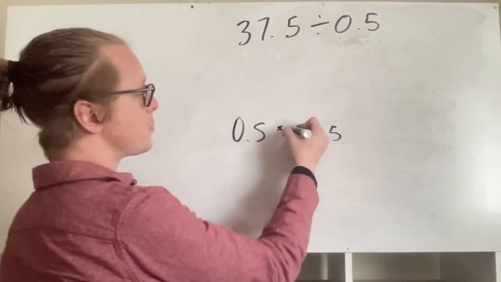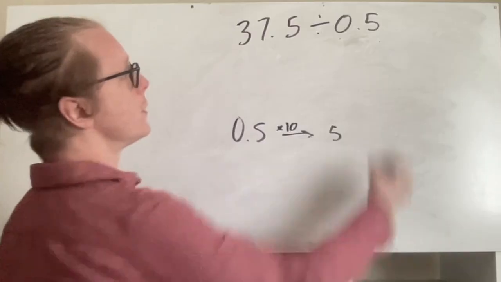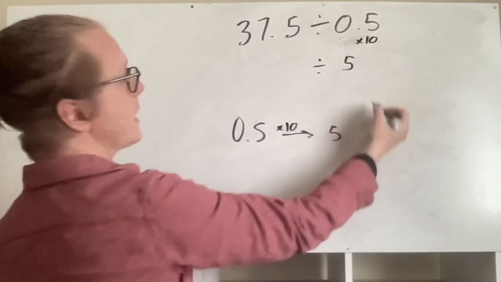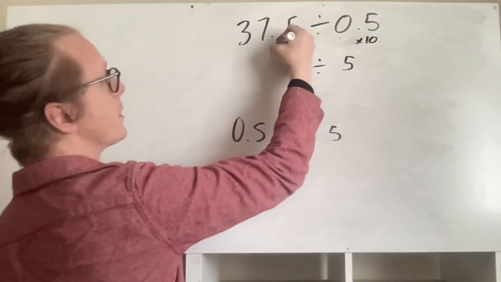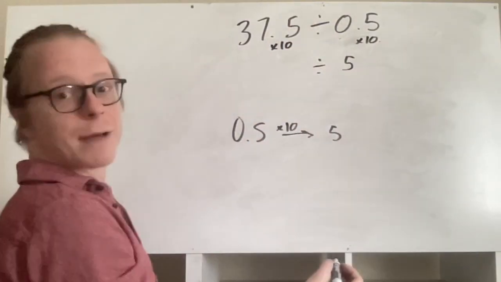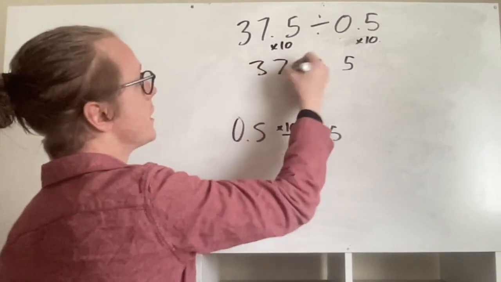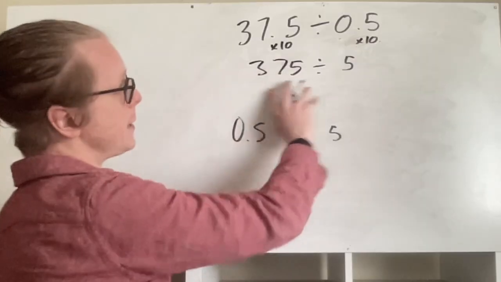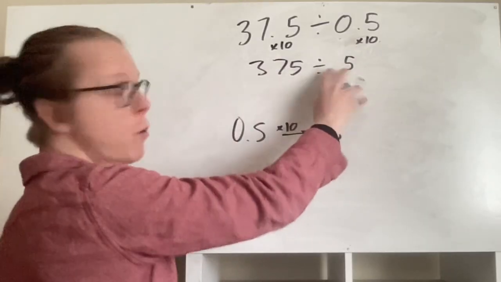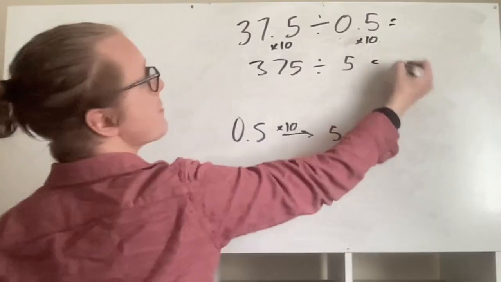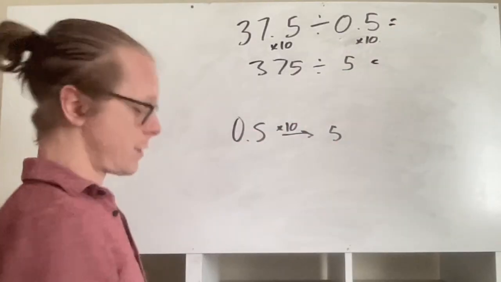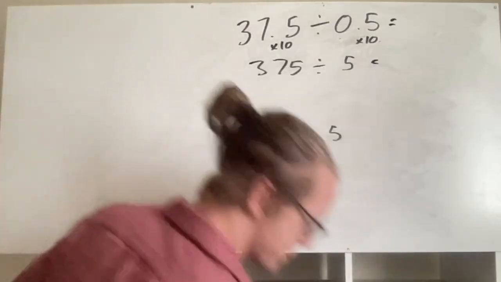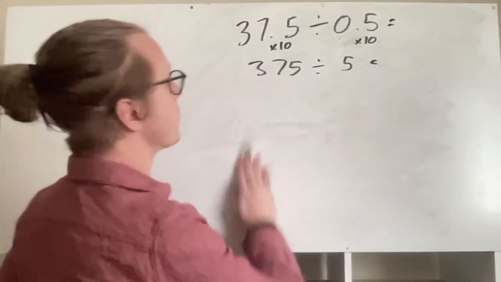Well, I need to multiply by 10. So I'm going to multiply this by 10. And if I multiply this by 10, I have to do the same here. 37.5 times 10 gives me 375. Okay, and then when I do out this division, my quotient, right, these two will have the same quotient or the same answer. So as far as what it looks like when I'm doing out long division, let's take a peek really quickly.